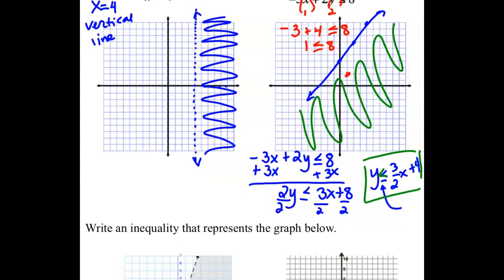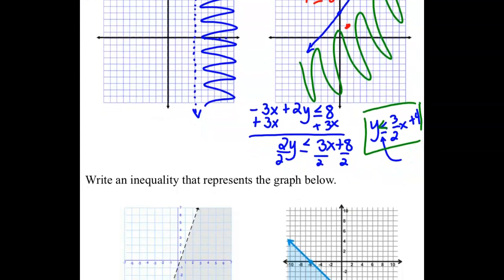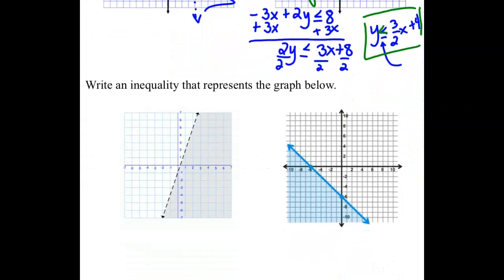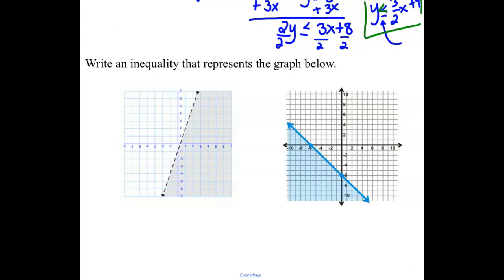If we had tried that point and it didn't work, then we know we shaded the wrong side, and we'd have to change that to the opposite section. Our next two are just the reverse. I'm going to give you the inequalities picture, the graph of it, and you are going to give me the equation or the inequality for it. So the key things that we had to find is our y-intercept and our slope.